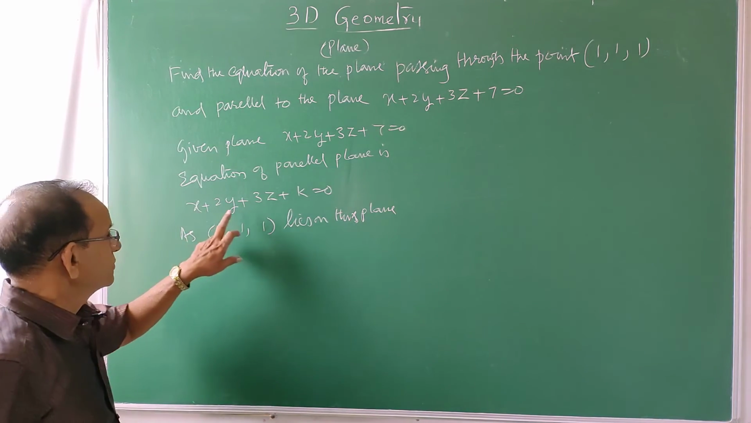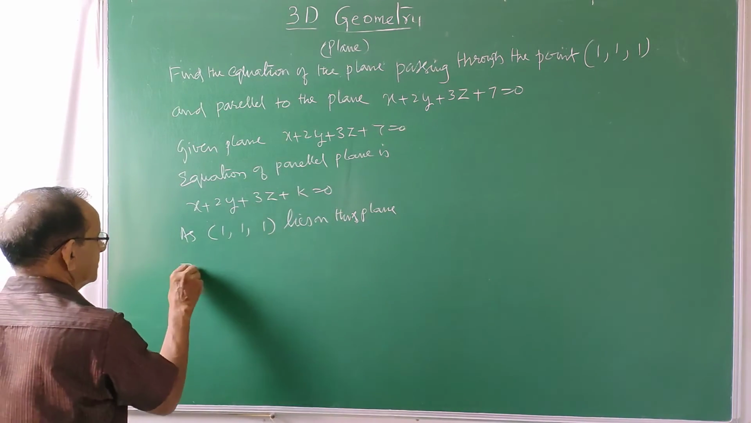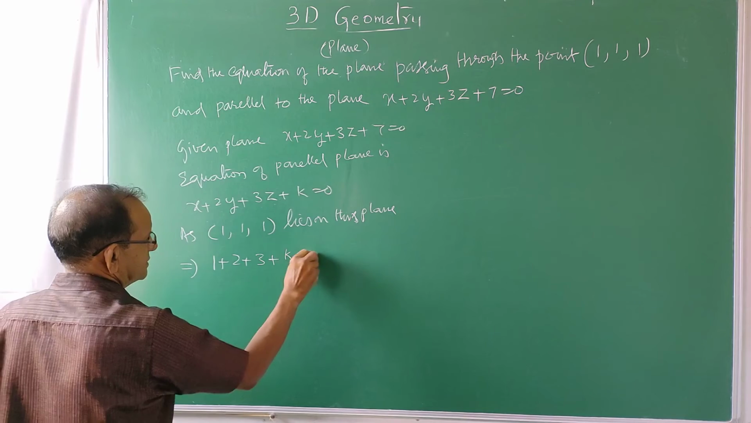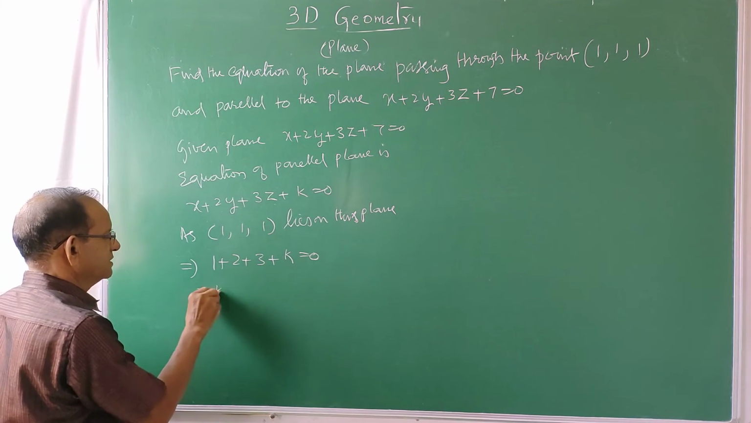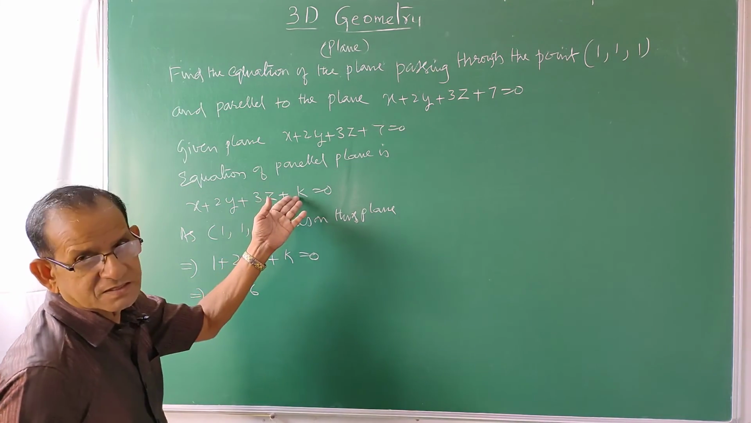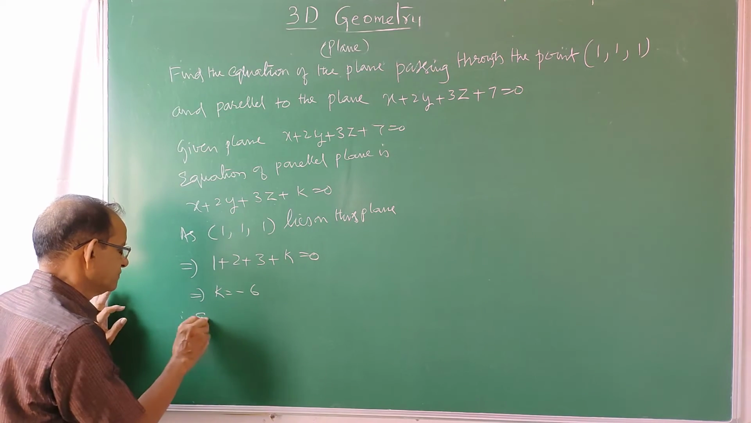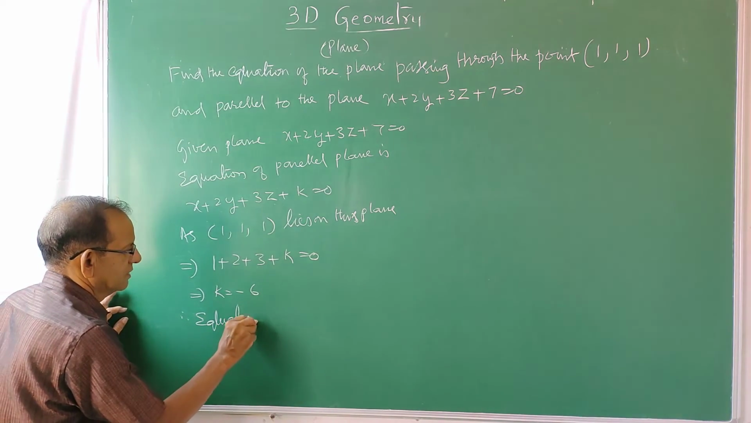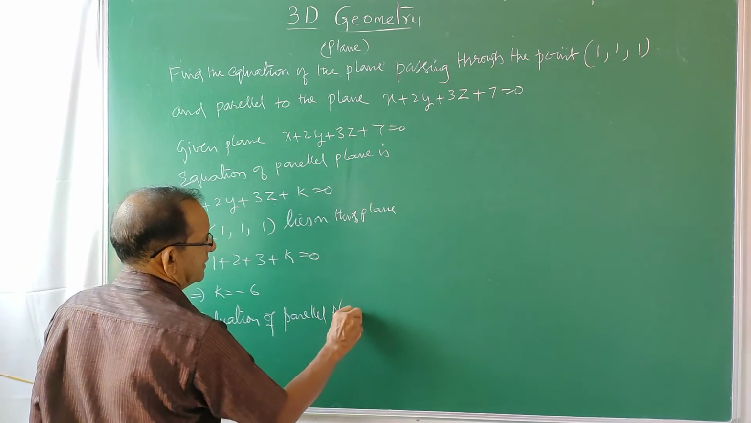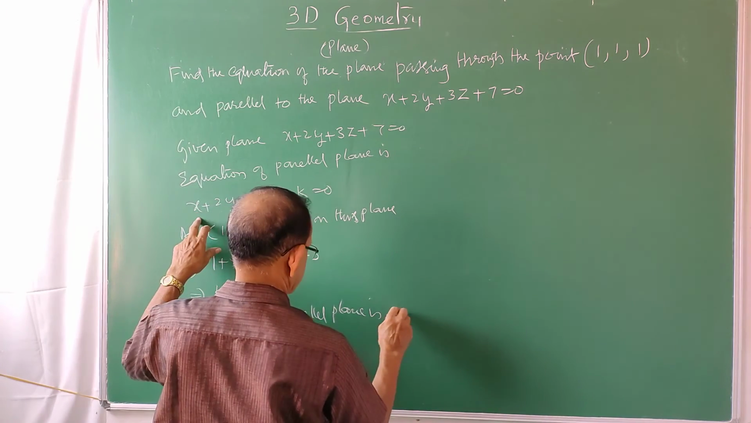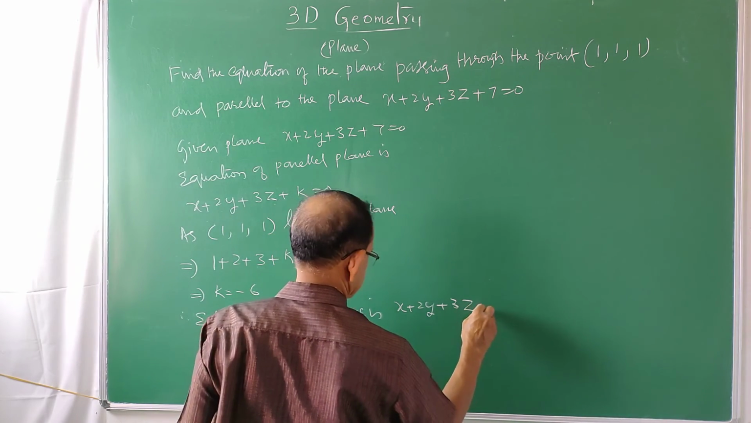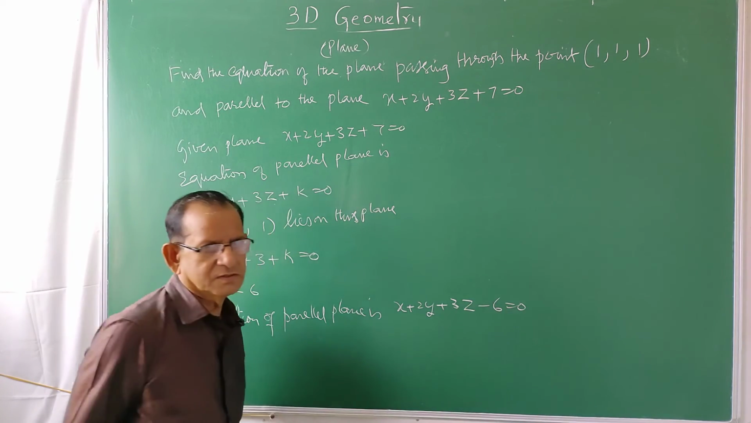Now put x = 1, y = 1, z = 1 in this. That implies 1, 2 into 1 is 2, plus 3 into 1 is 3, plus k is equal to 0. That implies k = -(1 + 2 + 3), that is -6. So substitute k = -6 here, and you will get the required plane. Therefore, the equation of the parallel plane is x + 2y + 3z - 6 = 0.